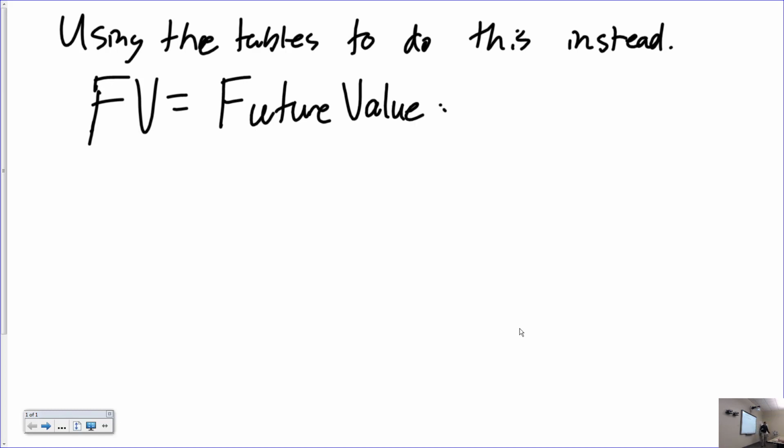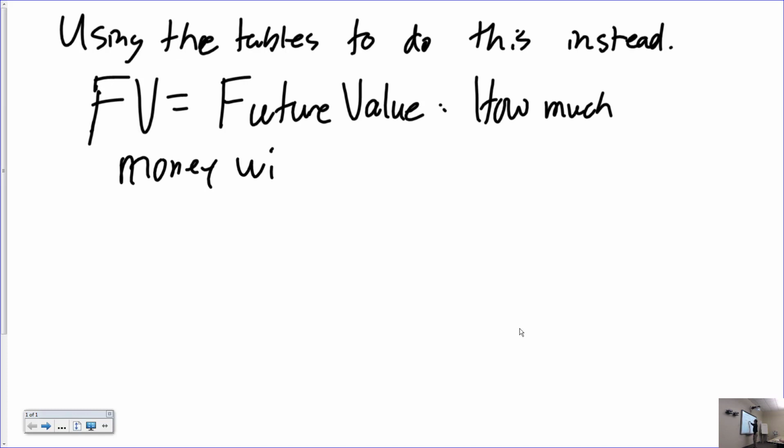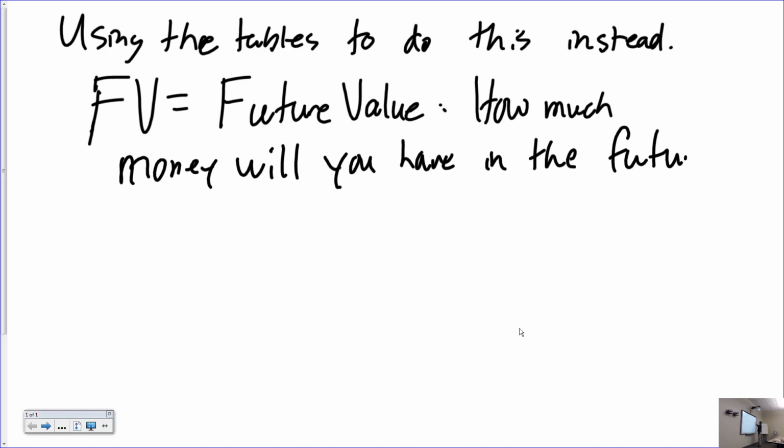It's called the future value, and it's how much money will you have in the future? In other words, when you're done investing and you've added all of your interest up and added it back to your principal, that's how much money you will have in the future, right? Because you get your principal back plus all of the interest when you invest, all right?